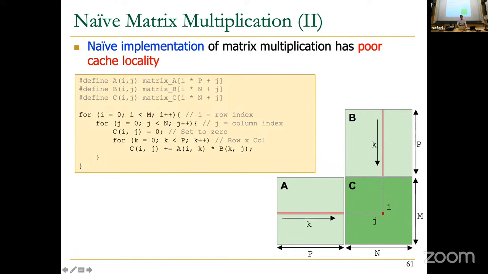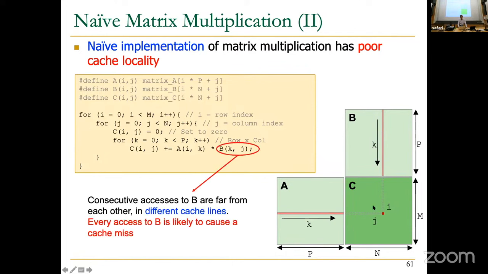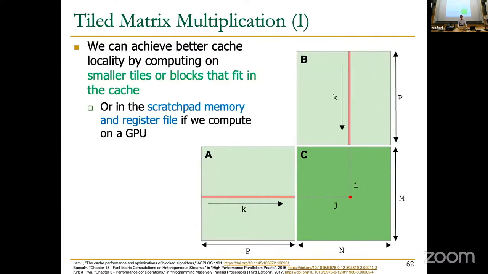So basically, if you naively implement this using the entire matrices, you have poor cache locality for multiple reasons. One is what I just said, and also the size of the matrix may be very large. Essentially, the consecutive accesses to B are far away from each other in different cache lines. Every access to B is likely to cause a cache miss. So how do you reduce that impact? Essentially, you can achieve better cache locality by dividing each of these matrices into tiles or blocks that fit in the cache. It could also fit in the scratchpad or the register file. Right? So let's take a look at an example.